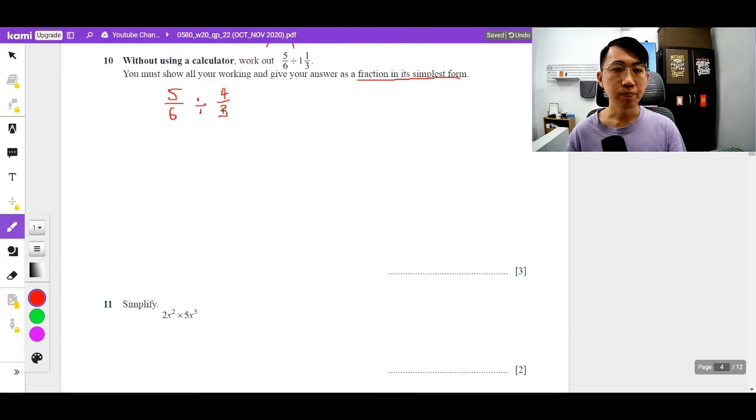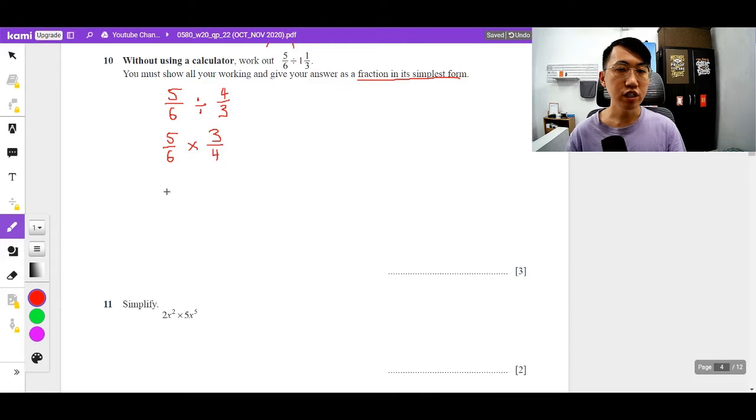4 over 3. Go ahead and change it into a multiply. Don't forget to reverse the second fraction to become 3 over 4. That's how we do division of fractions, right? Remember to flip the second one. Alright, from here, we need to do the multiplication, right?